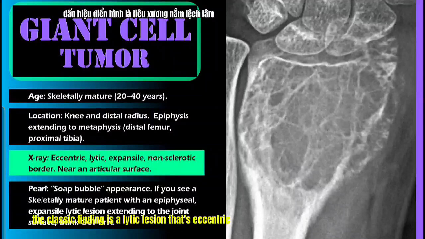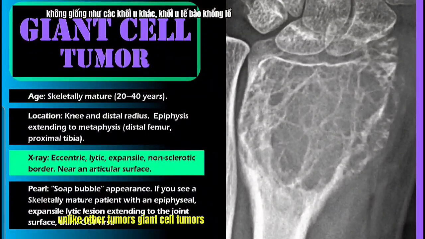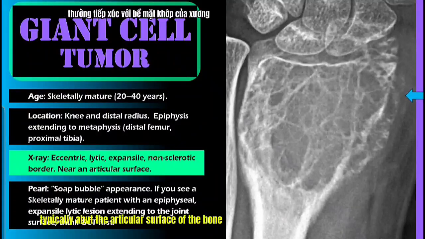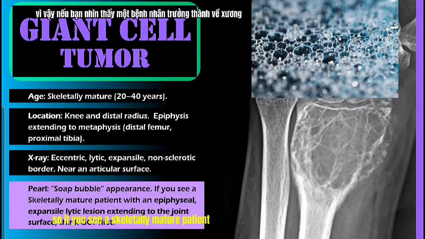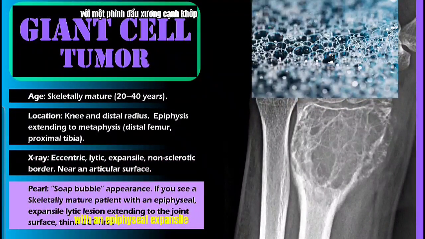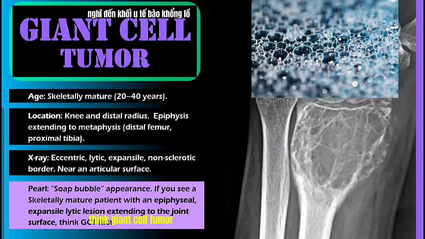On X-ray, the classic finding is a lytic lesion that's eccentric, expansile, and located in the epiphysis, often extending into the metaphysis. Unlike other tumors, giant cell tumors typically abut the articular surface of the bone near the joint. So, if you see a skeletally mature patient with an epiphyseal, expansile, soap bubbly looking lesion extending to the joint surface, think giant cell tumor.